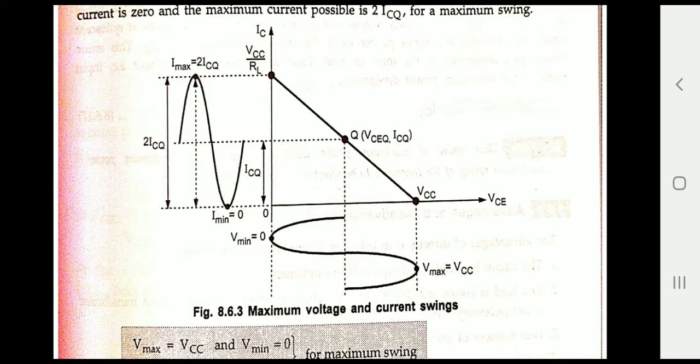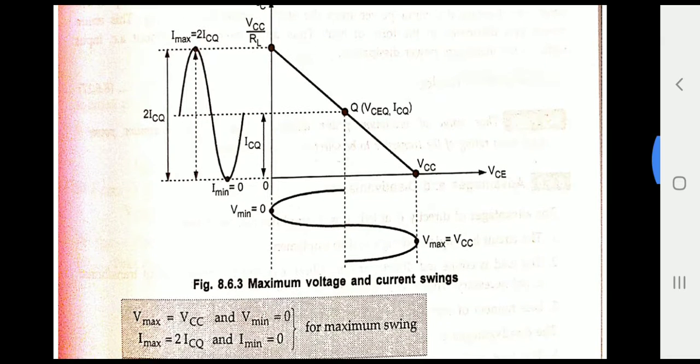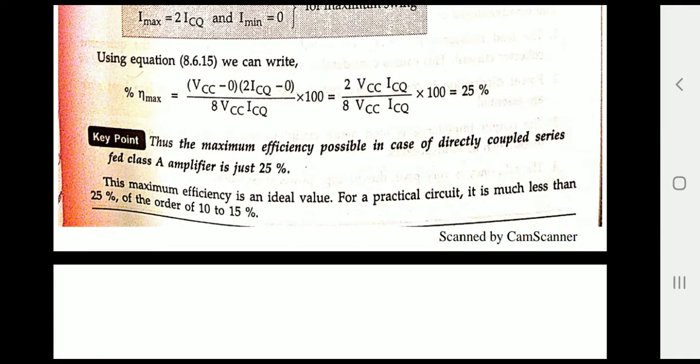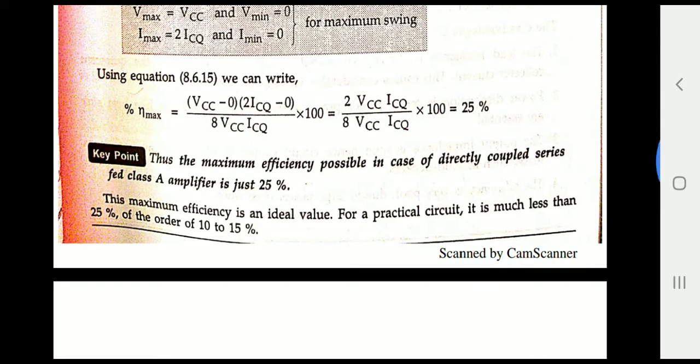So it is assumed that here the output voltage swing is taken at the positive side and the negative side is considered as 0. Similarly, for the voltage also, Vmax equals VCC because the maximum supply voltage here is VCC. So now I minimum and V minimum become 0. Once we know all these parameters, substitute in the efficiency formula and we will get the maximum efficiency. After simplifying this, we will get it as 25%. So this is the efficiency of the series fed directly coupled class A power amplifier.